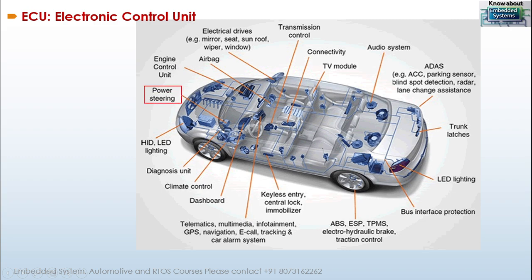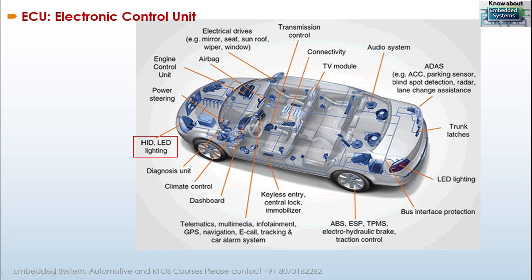Then power steering. Nowadays cars are coming not only with power steering but with an ECU, and that ECU is going to control the direction of the vehicle. If the driver intentionally rotates the steering in the opposite direction, the ECU is going to identify the proper direction, and either it will stop or it will correct the direction. This is called power steering with ECU.